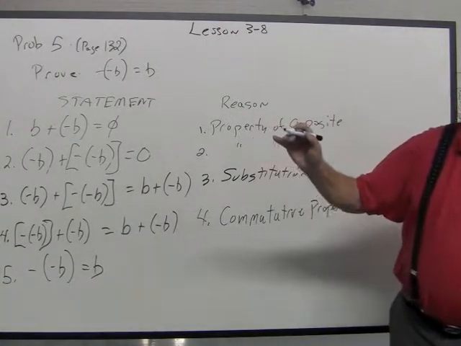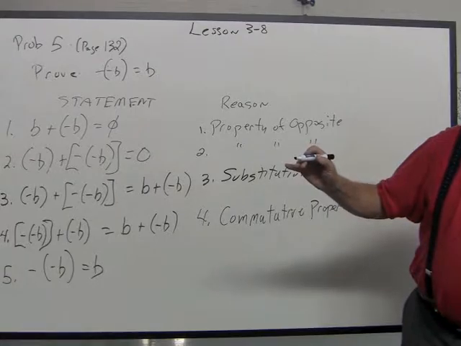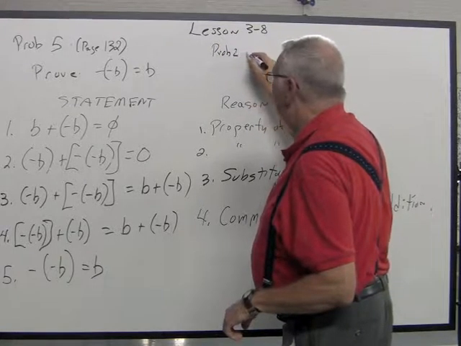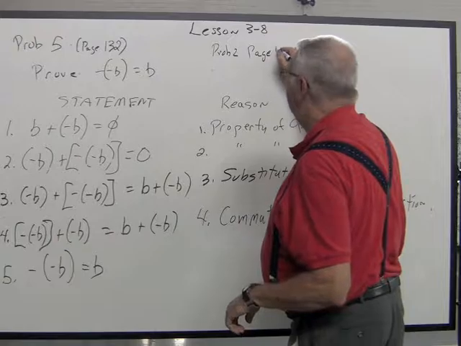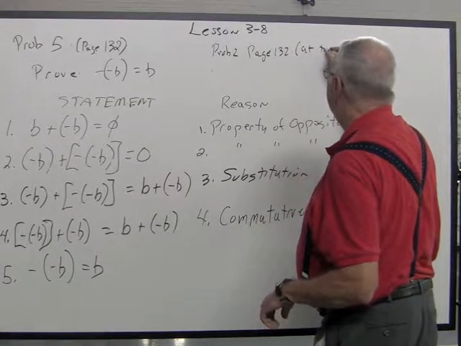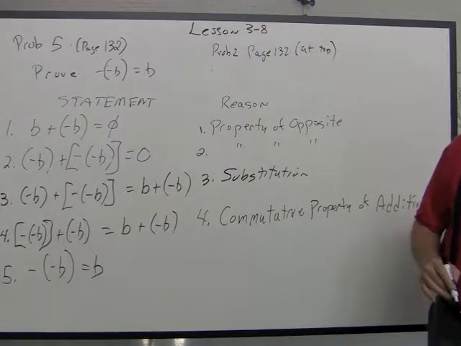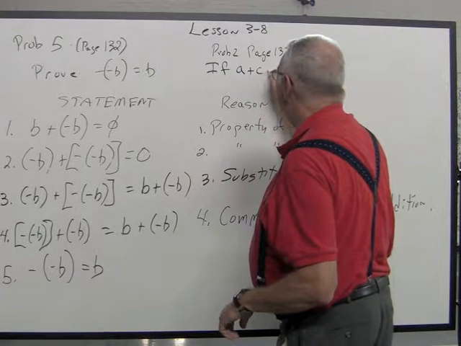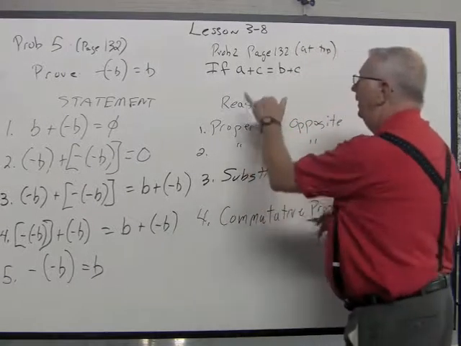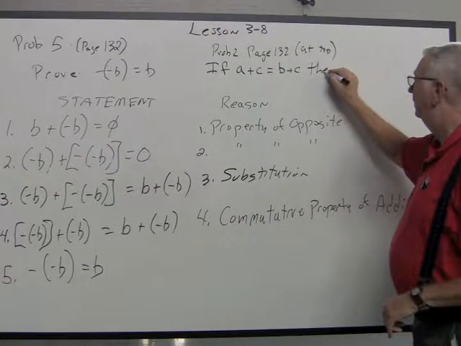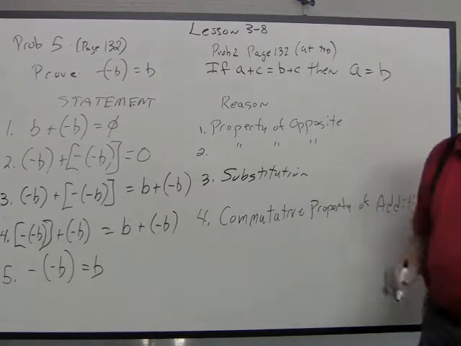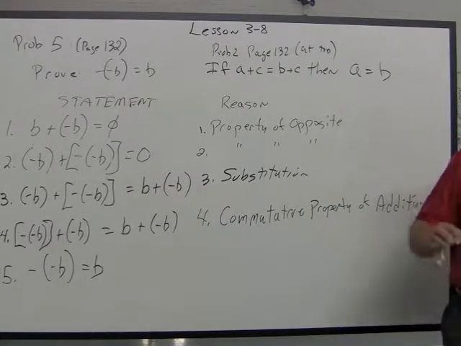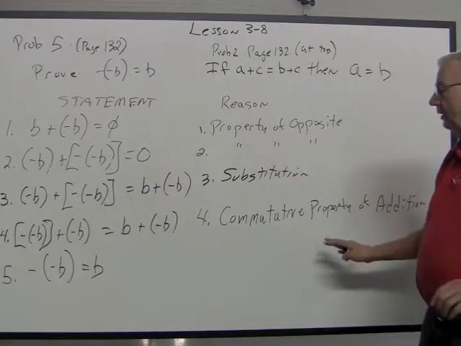you will see an A plus C equals, so if you'll see in problem 2, page 132 at the top, the theorem there is if A plus C equals B plus C, if that's true, then A equals B. Okay, so that's the theorem that you prove up in number 2. It's a previous theorem, so you can make use of it here.